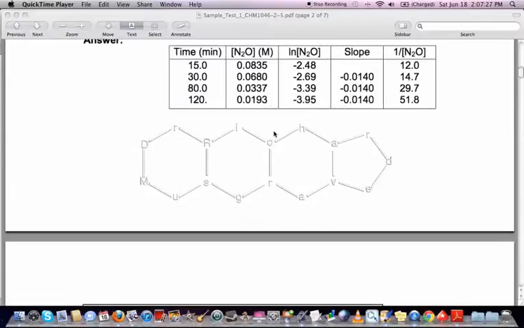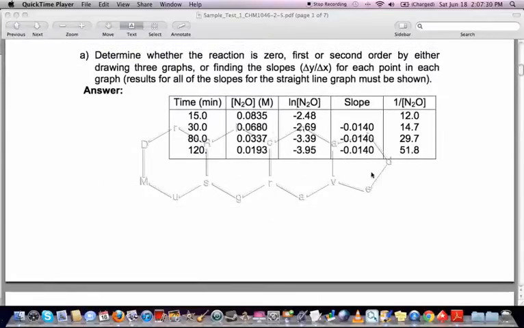The other way that we can find this is by finding the slopes of a couple of points in the line rather than doing the graphs. For the N2O, for example, we would maybe find the slope of the points between these two, and then the first and the fourth, and those are going to come out to be different values. Whereas if we take the natural log and we take the value of the slope between here, which would be negative 2.48 minus 2.69 over 15 minus 30, that would give us a value of negative 0.0140 for the slope.